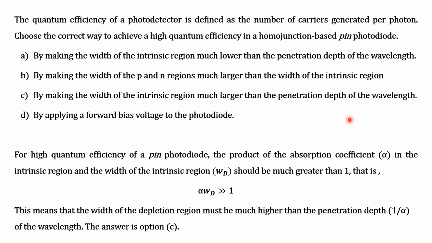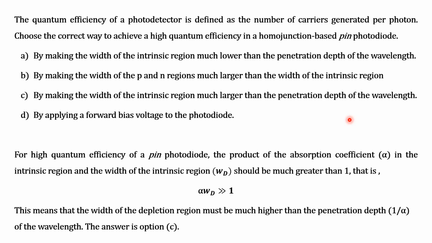In the previous question we already learned that only the electron hole pairs that are generated in the depletion width and the diffusion length are useful in photodiodes, right? So a solar cell is also a photodiode basically. Therefore, by making the width of the intrinsic region much larger than the penetration depth of the wavelength, we can increase the quantum efficiency of a photodetector. So is it clear to all of you?